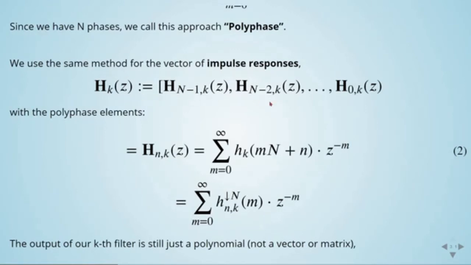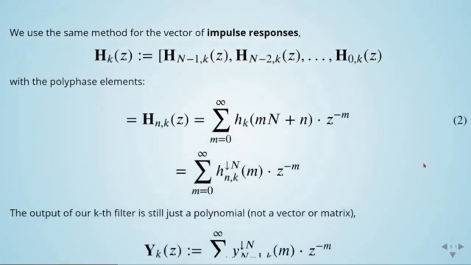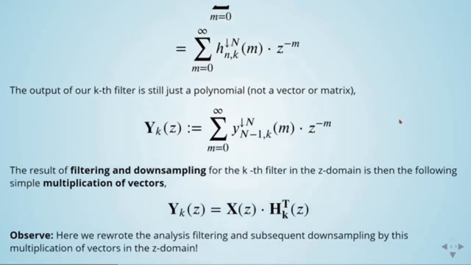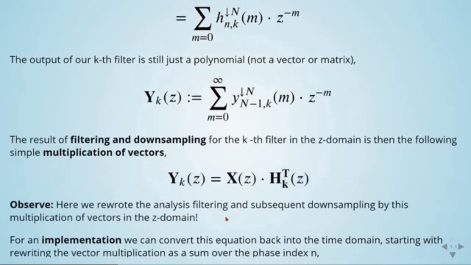So this is our vector of impulse responses, and then we have the polyphase elements, each one given by here. And the output of our k-th filter is still just a polynomial, not a vector or matrix. The result of filtering and downsampling for the k-th filter in the Z domain is then the following simple multiplication of vectors. Observe that we rewrote the analysis filtering and subsequent downsampling as this multiplication of vectors in the Z domain.